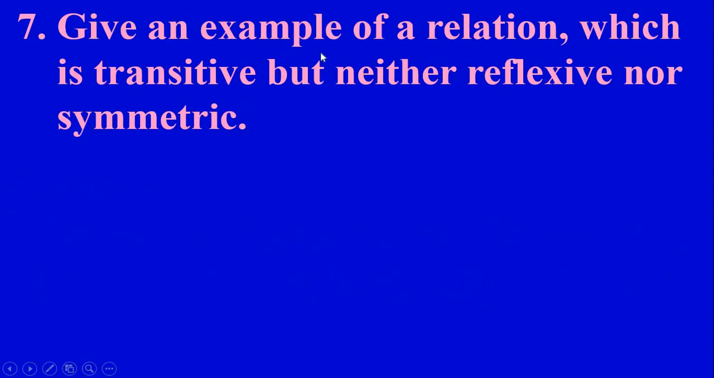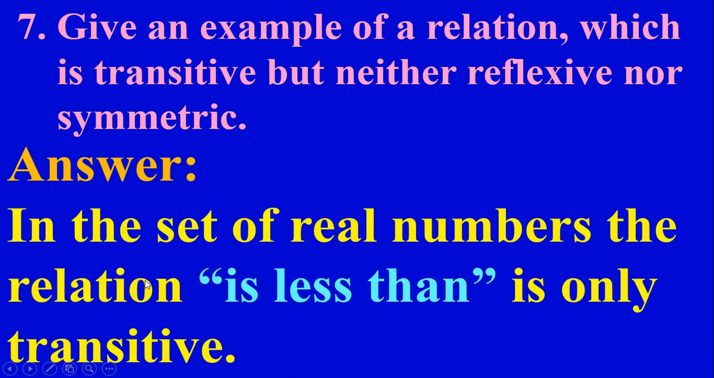The next question, give an example of a relation which is transitive but neither reflexive nor symmetric. You have to give an example which is only transitive. Now here we can consider the relation less than. We know that 2 is less than 3 and 3 is less than 5, then 2 is less than 5, it is possible. But 2 less than 2 is not possible. If 2 is less than 3, 3 less than 2 is not possible. So therefore, less than is only transitive. It is not reflexive and not symmetric. So in the set of real numbers, the relation less than is only transitive.